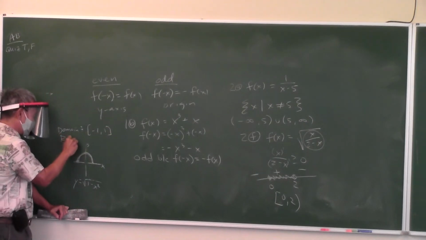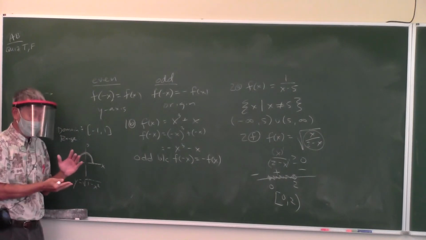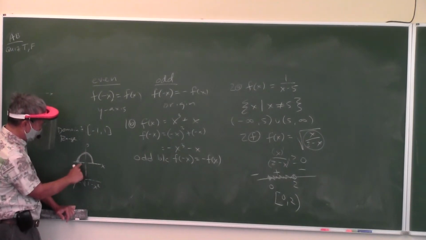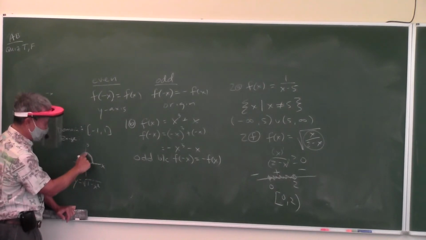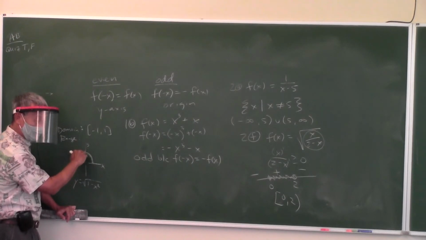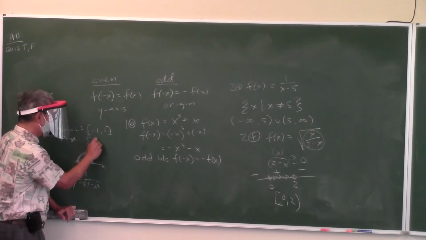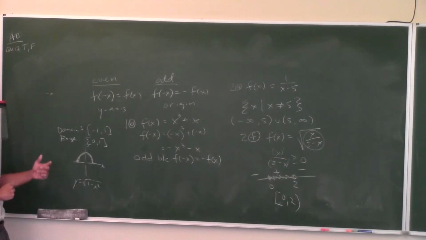What about the range? A range is a listing of all the y coordinates on the graph. What's the smallest y coordinate on the graph down here? 0. And what's the biggest up here? 1. And you have everything in between too? So the range is from 0 to 1. That's the difference between domain and range.